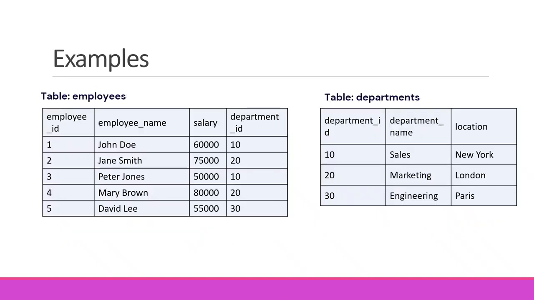Let's explore subquery applications with example. Assume we have two tables, employees and department. Employee table has employee ID, employee name, salary and department ID. And in department table we have department ID, department name and location.